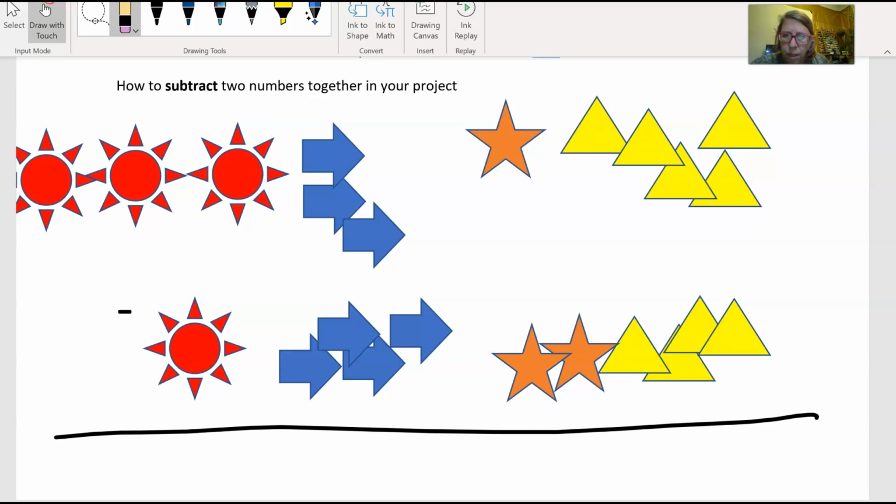So I've got 1, 2, 3, 4, 5 triangles minus 1, 2, 3, 4 triangles, right? Because we're not adding, we're subtracting, that's fine. 5 minus 4 is 1. So I'm just going to draw my 1 triangle as the answer. Now I come to the star, and I did this on purpose. There's 1 star minus 2 stars, which you can't do unless you have negative stars or something, or unless you trade. Now we're going to trade the other direction.